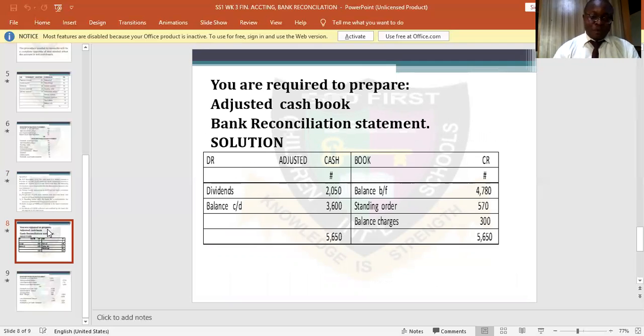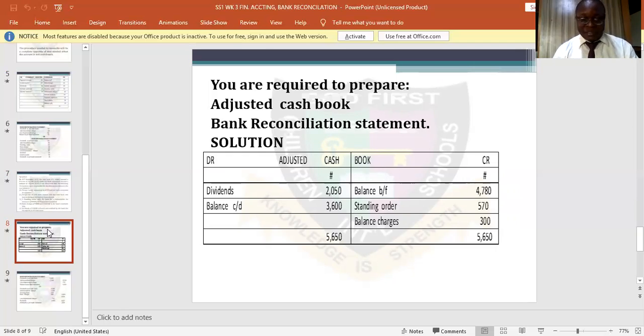The accounts you are required to prepare here are: 1, an adjusted cash book, and 2, a bank reconciliation statement. I decided to combine the two accounts because in any external exam, you can be asked to prepare only one account. So that it is not difficult for you, you can prepare a combination account, or you can call it a consolidation bank statement account.